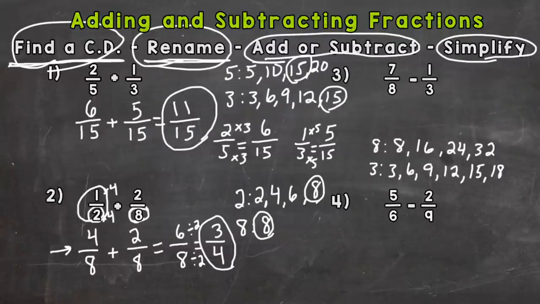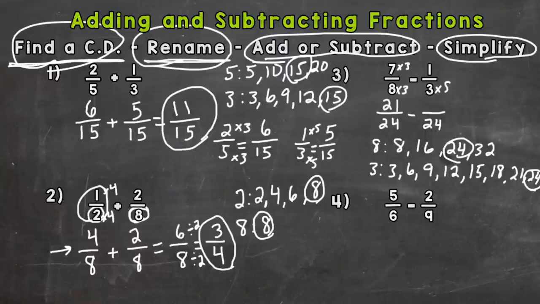15, 18, and I'm choosing to extend the 3's because at the 8 we're already to 32. So we're going to extend our smaller list here. 21, 24. And we have a hit here with a common denominator of 24. So now we need to rename. So 8 times 3 is 24, and 7 times 3 is 21. 3 times 8 gives us the denominator of 24, so 1 times 8 is 8.